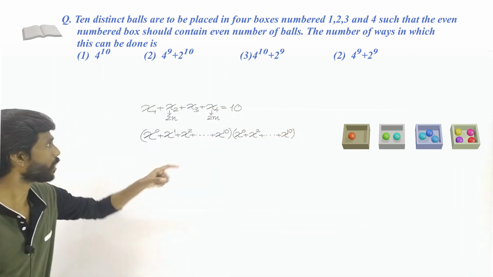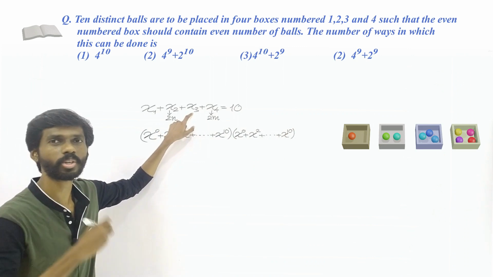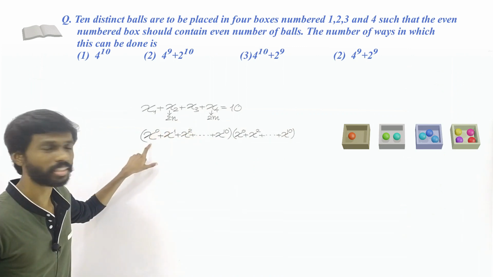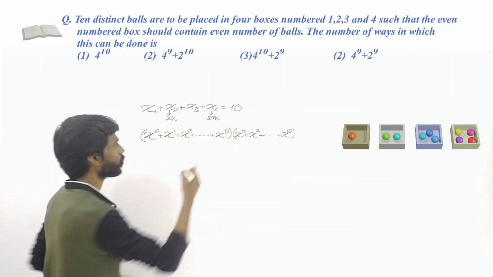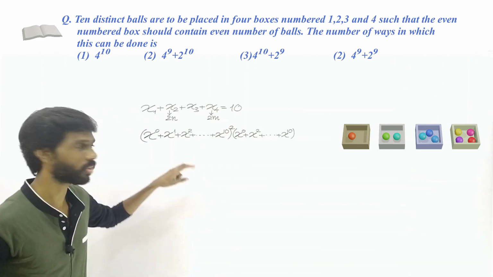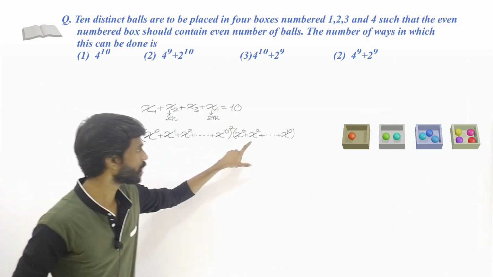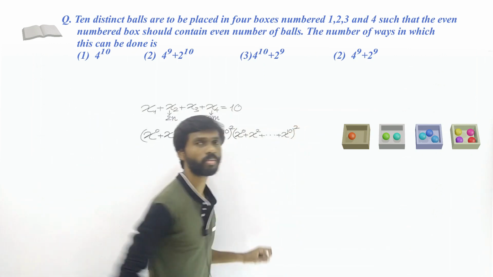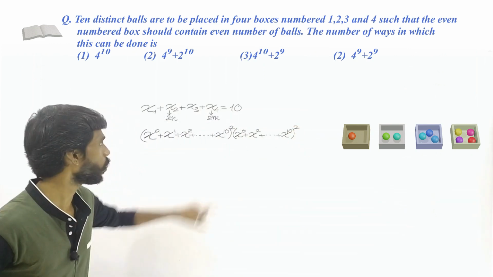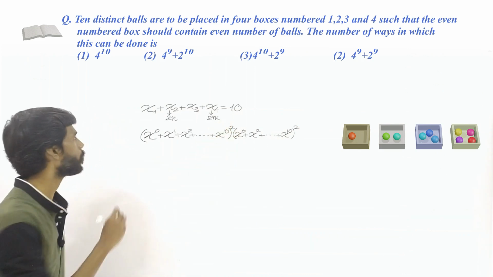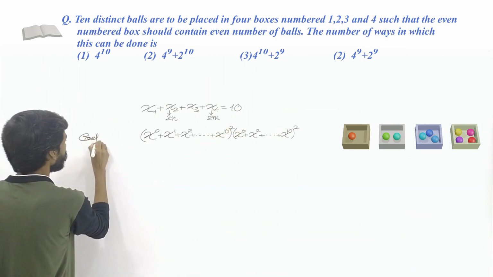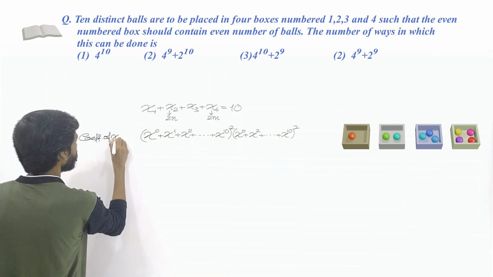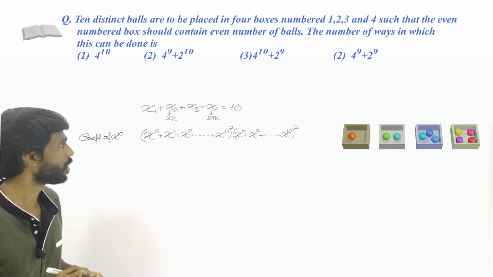Alright, similarly the next one, x3 can take any value 0, 1, 2, 3, etc. But that is the same as this term being written again, so we can write it as a square. So this term is repeated 2 times. Here, similarly, x4 will have only even numbers, so the same term is repeated, so this is a square. From this we need to find the total 10, which means the coefficient of x to the power 10 is what we need to find. So the coefficient of x to the power 10 will give you our required answer.